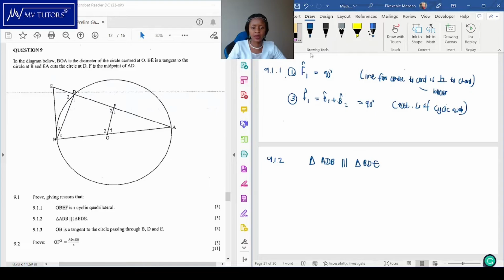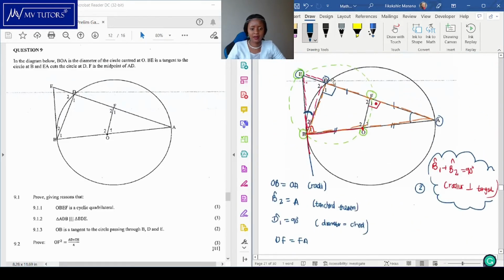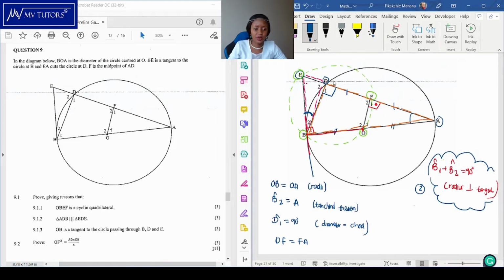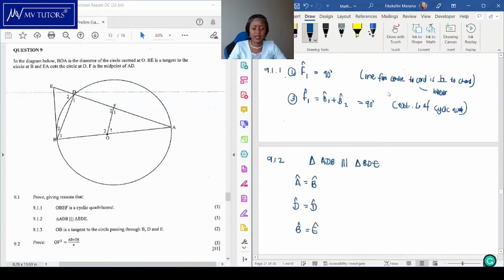So I need to show that angle A is equal to angle B. I need to show that D is equal to D. And I also need to show that angle B is equal to angle E. So let's start with A being equal. I need to show that A is equal to B2, and I think we already wrote it down. So yes, A is equal to B2. Why? Tan chord theorem.